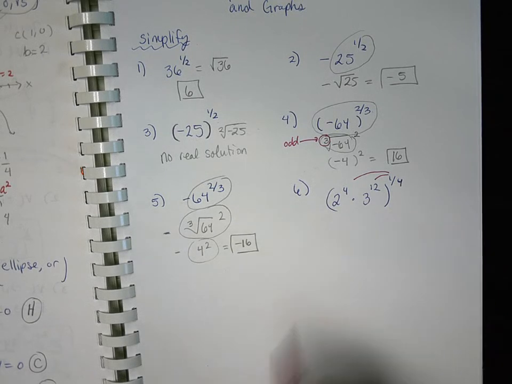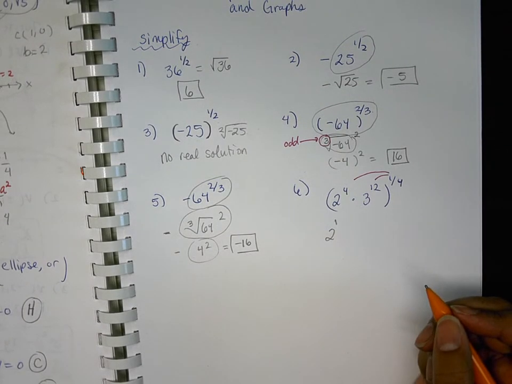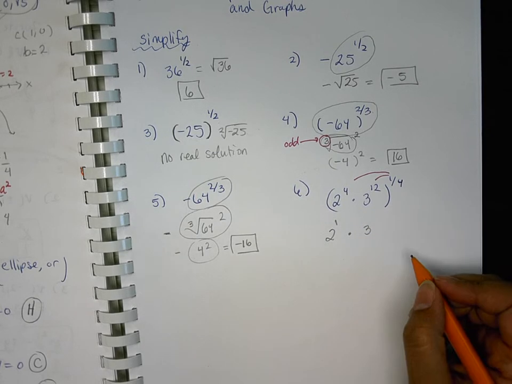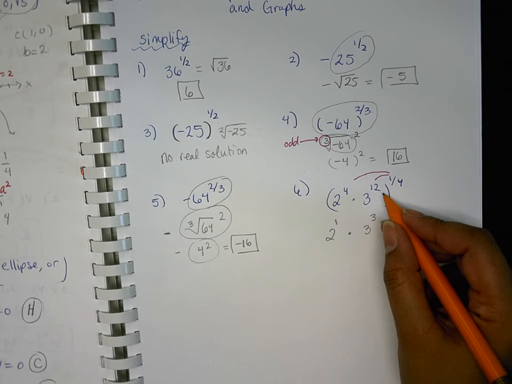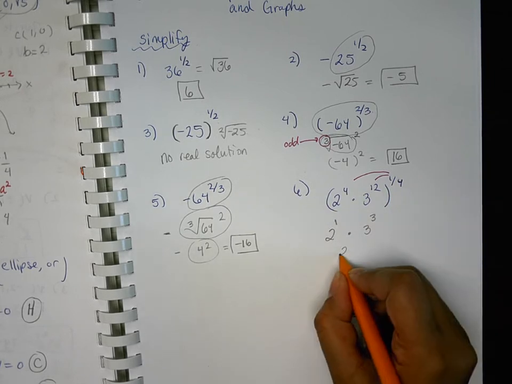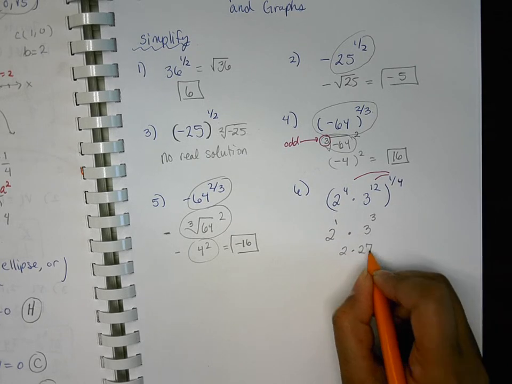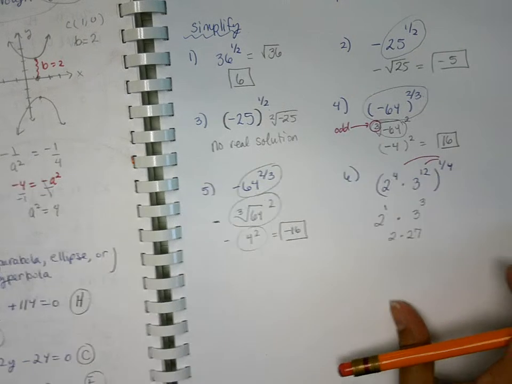Do you agree? Yeah. So it's going to end up being 2 to what power? 2 to the first, which is easier than 2 to the fourth. Not that 2 to the fourth is hard, but still less work. 3 to the what power? Third. Now 3 to the third is much easier to calculate than 3 to the 12th. Do you agree? All right, what's 2 to the first times 3 times 3 times 3 is, good job, and 2 times 27 is 54.